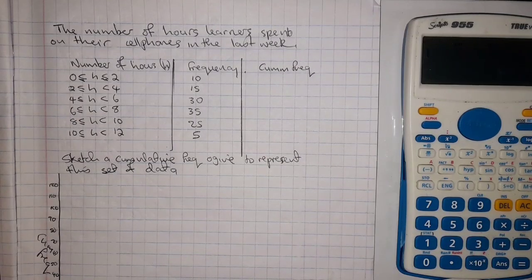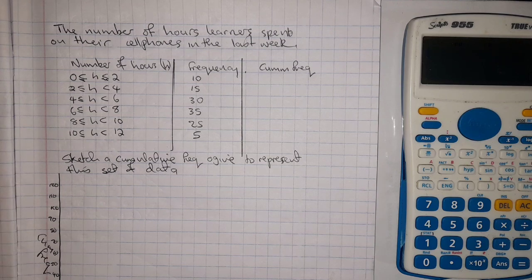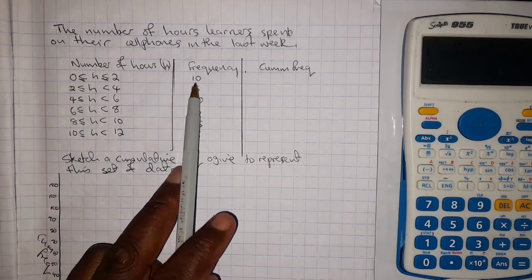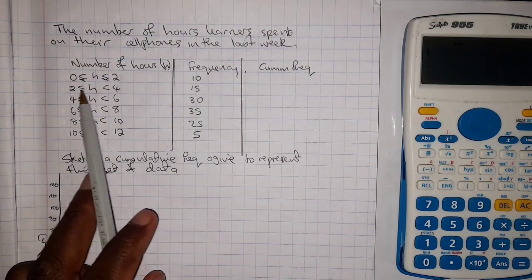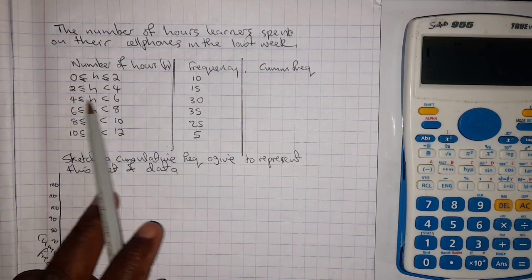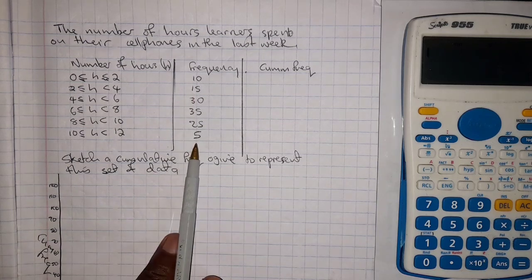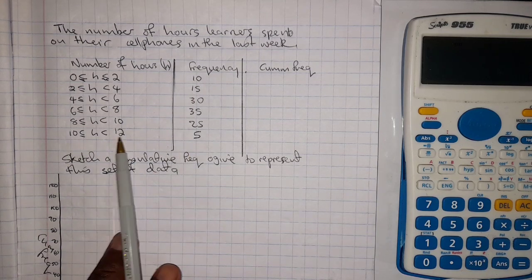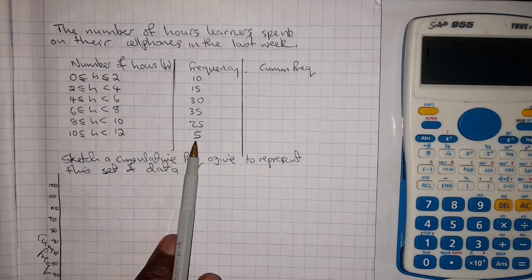Hi there. With this one, I want us to look at statistics. We have a frequency table here talking about the number of hours learners spent on their cell phones in the last week. From 0 to 2, we have 10. And then from 2 to 4, we have 15. 4 to 6, 30. And it goes down to between 10 and 12, it is 5.